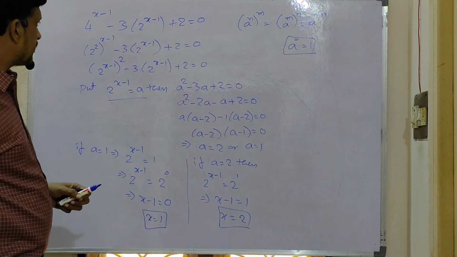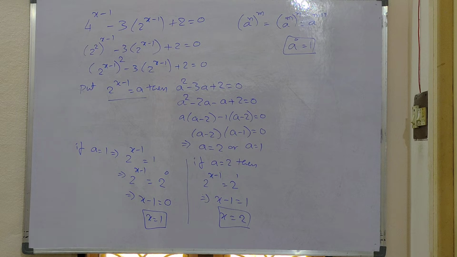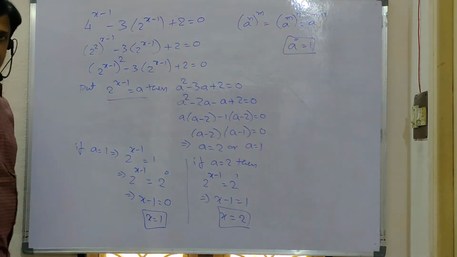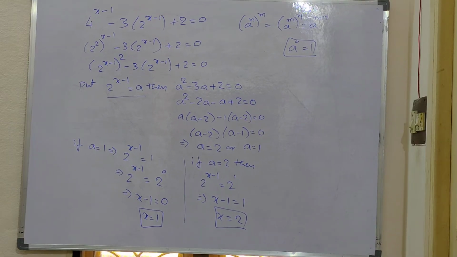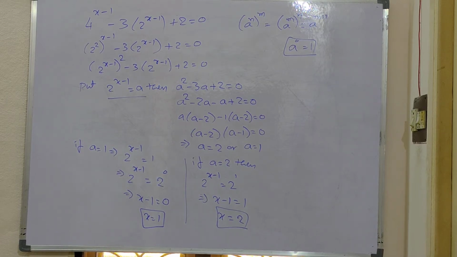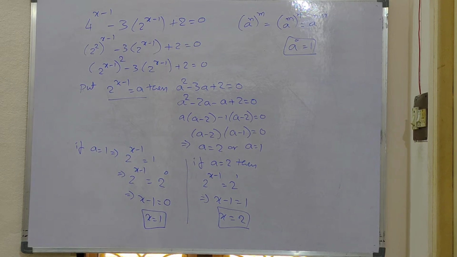So this is the next one. Observe this one. 4 power x minus 1 is given here, but the second term is 2 power x minus 1. So instead of 4 I am writing 2 square. Then a power m whole power n can be written as a power n whole power m, means you can interchange the powers. So then you get a quadratic equation in a whose solutions are 1 and 2. Then corresponding to each value of a, you can find the value of x.